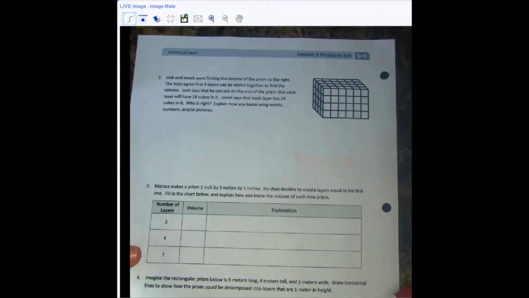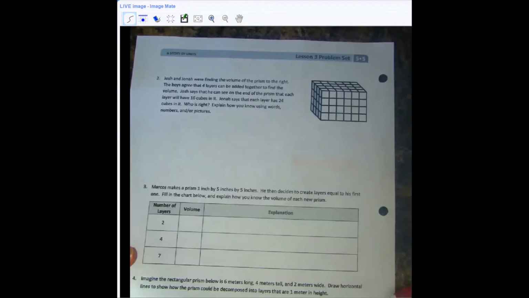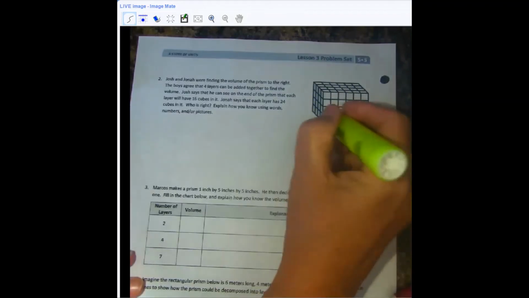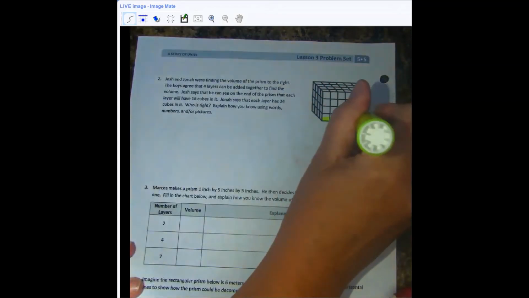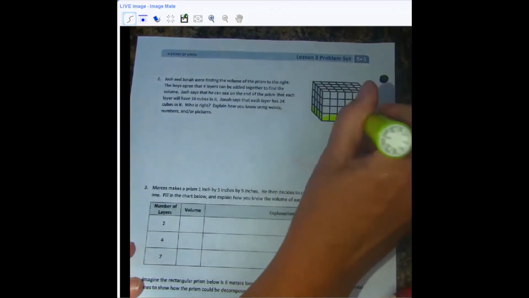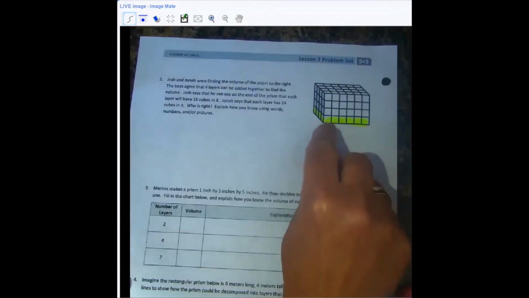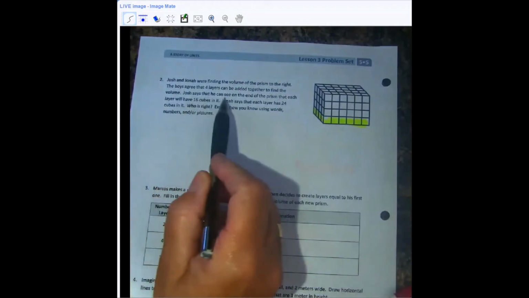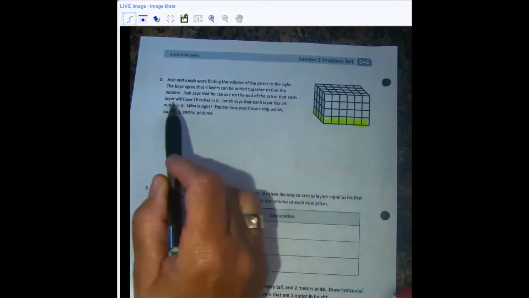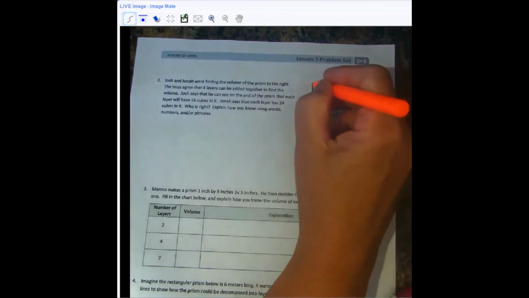Let me zoom out a smidge. Josh and Jonah were finding the volume of the prism to the right. The boys agree that 4 layers can be added together to find the volume. They are looking at it like this: the whole surface down here is the bottom layer, okay? That bottom layer would have 1, 2, 3, 4, 5, 6. 1, 2, 3. It looks like the bottom layer is 24. Josh says that he can see on the end of the prism that each layer will have 16 cubes. So Josh is talking about this layer here.